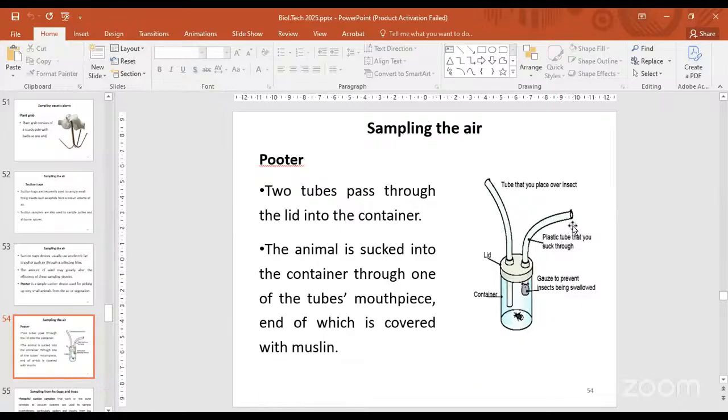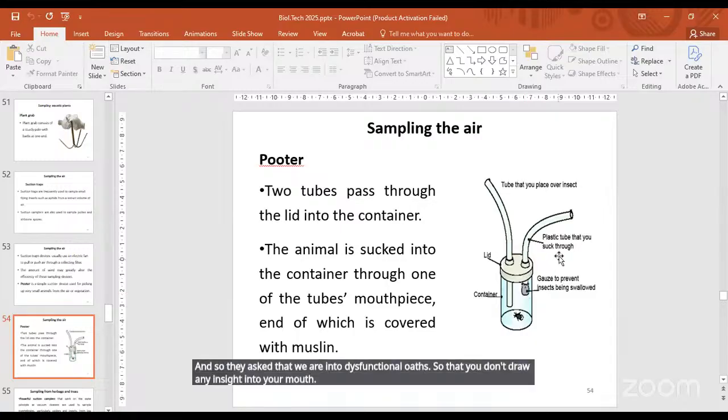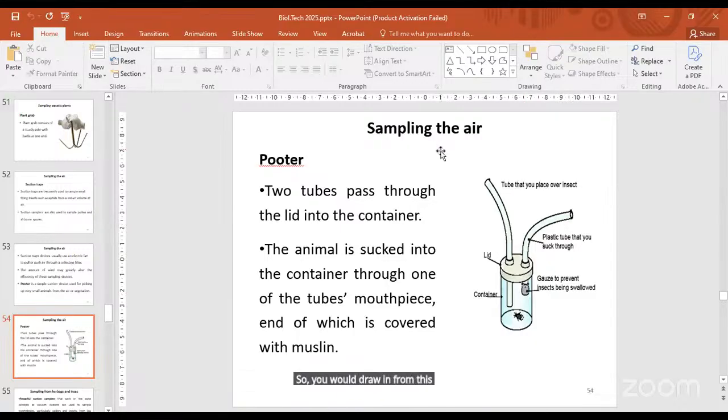into which the suction hose enters, and into which the trapping hose also enters, and then a net is placed in the hose that leads into the suction hose, so that you don't draw insects into your mouth. So you draw in from this end, and you suck in from this end, and here it's drawn in from this other end. So that's a putter. A putter is a simple suction device.